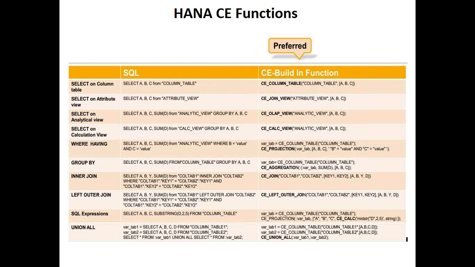Okay, based on the selection, like are you selecting from the table or view or attribute view, the syntax will vary. If you want to have a having condition, first you have to select all the table. After that, you have to give projection. Group by means CE aggregation.